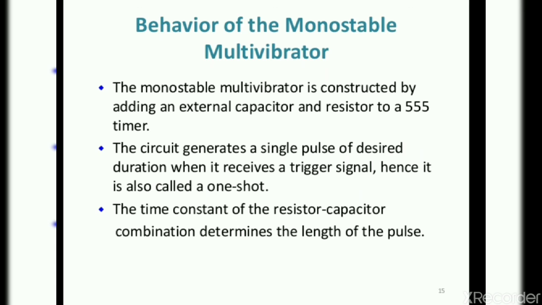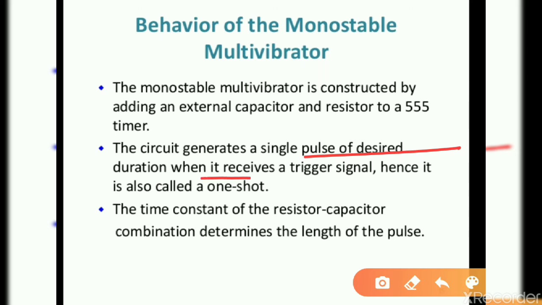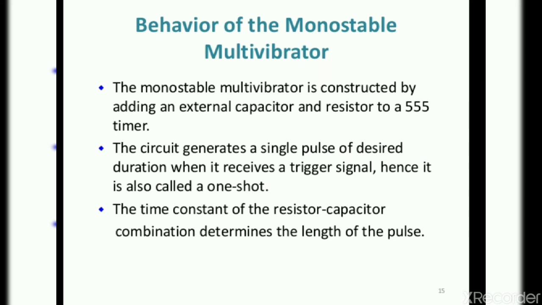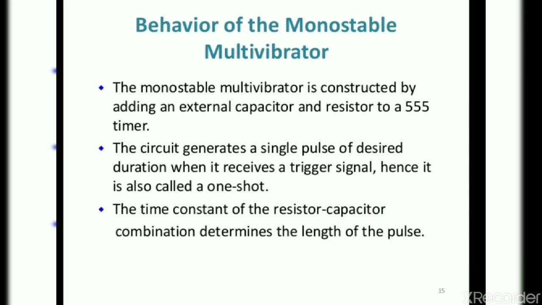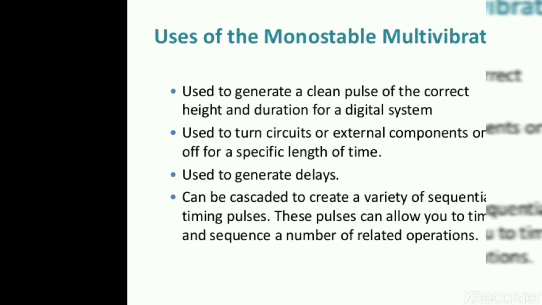The duration of the pulse depends upon the charging and discharging time of the capacitor. As it generates only a single pulse for a desired duration when it receives the triggering signal, it is called a one shot or monostable multivibrator. The time constant of the resistance and capacitor combination determines the length of the pulse, how much duration the pulse should have.